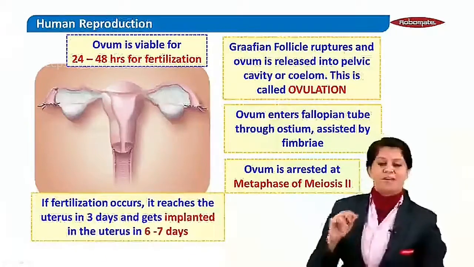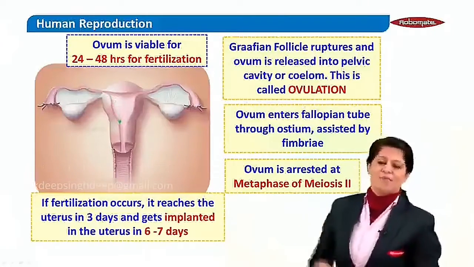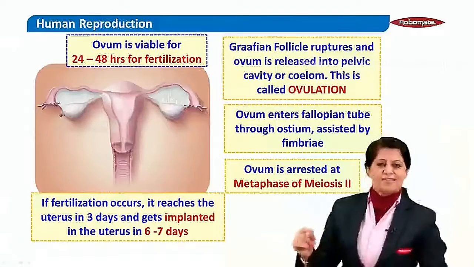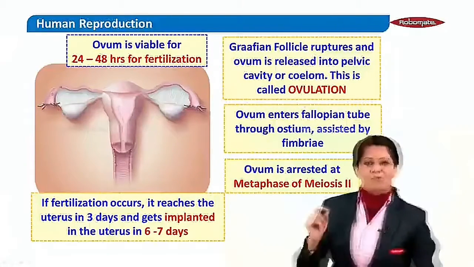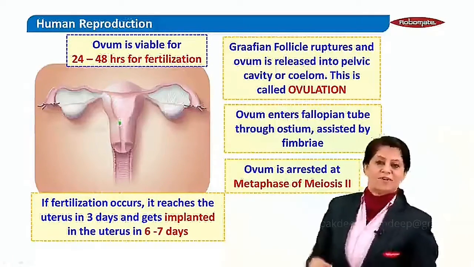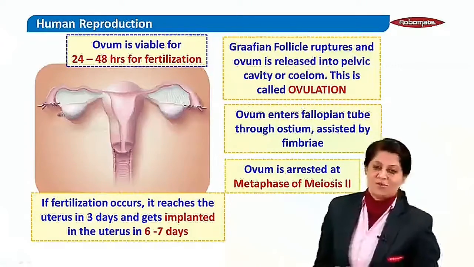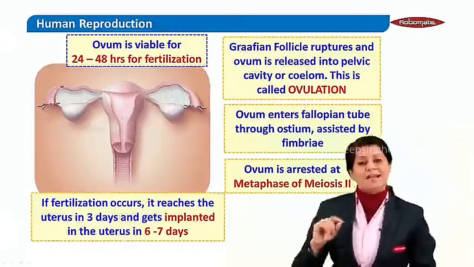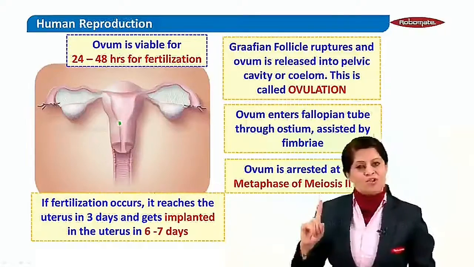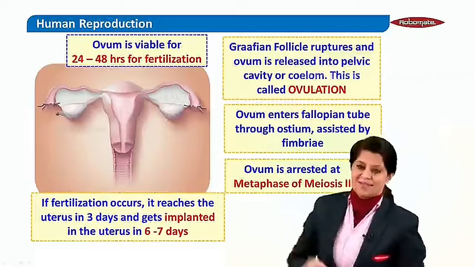Now if fertilization occurs, what is formed? Zygote, and further an embryo is formed. Now this movement of the fertilized egg, students, takes it to the uterus in about 3 to 4 days. It takes around 3 to 4 days for this fertilized egg to reach the uterus, and it takes 6 to 7 days to get implanted. And that's in case pregnancy takes place. So 3 days to reach the uterus and 6 to 7 days to get implanted.